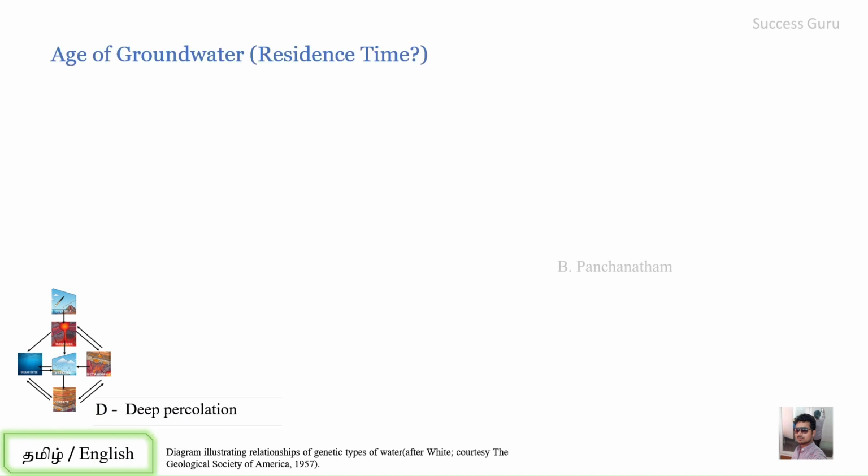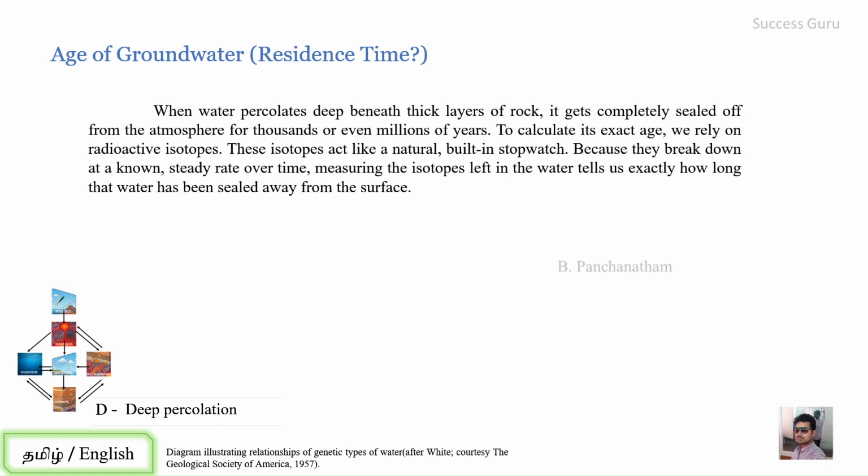The age of the groundwater. In our previous class, we discussed connate water, which is water that has been separated for a long time from the atmosphere or other parts of the hydrological cycle, right? This connate water that is deeply percolated will be the main topic for today. When water percolates deep beneath thick layers of rock, it gets completely sealed off from the atmosphere for thousands or even millions of years. This is what we are discussing in connate water.